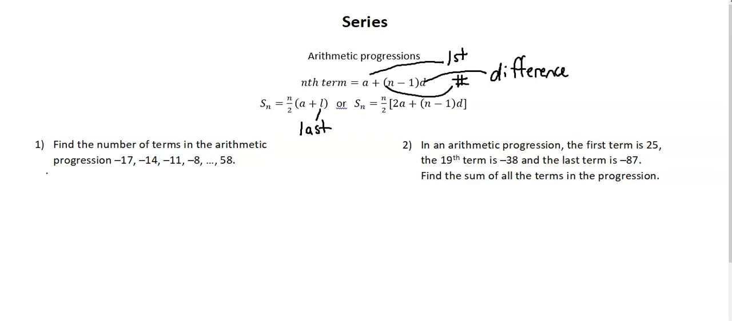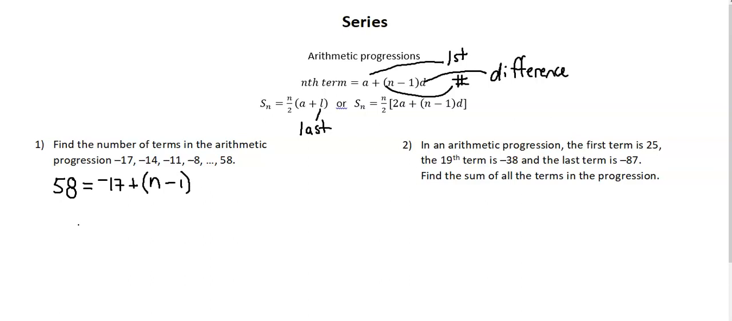In this example, we have the nth term. It is 58. Now, how many terms are there? Is that the 10th term, or the 50th term, or the 90th term? We don't know. Let's work through the equation. Nth term equals a, the first term, negative 17, plus the quantity n minus 1, we don't know n, so that's the variable that's remaining, times d.